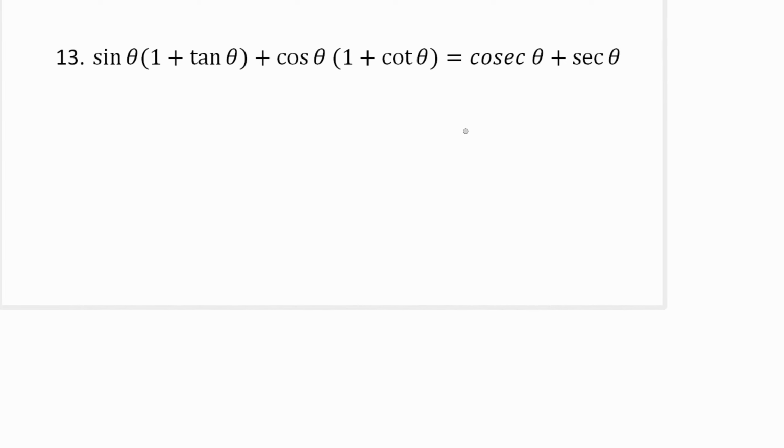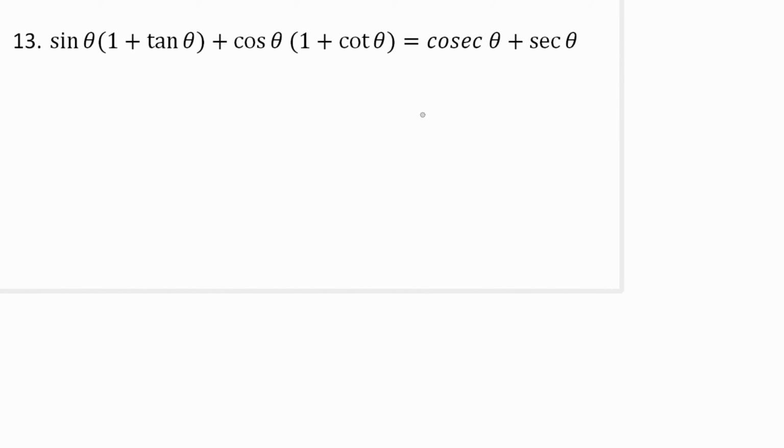In this also the left hand side is sin theta into 1 plus tan theta plus cos theta into 1 plus cot theta, which is equal to cosec theta plus sec theta. So now what we will do is, one term has sine and the other term has cos, so we'll convert everything into sine and cos. We start with the left hand side.